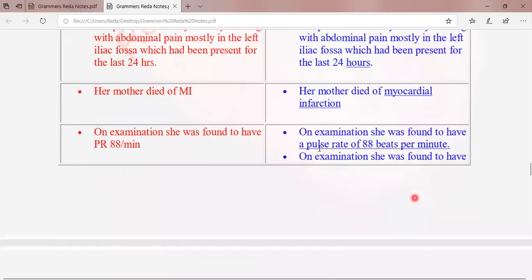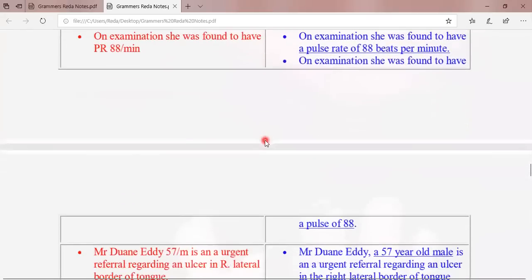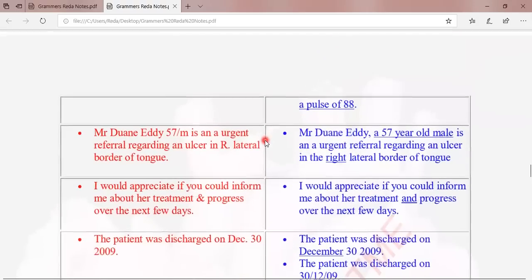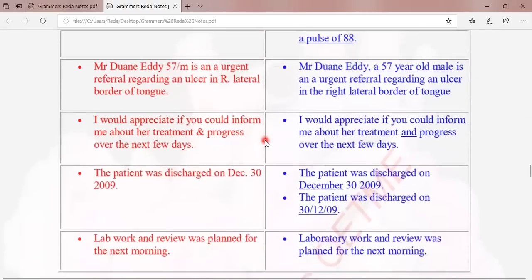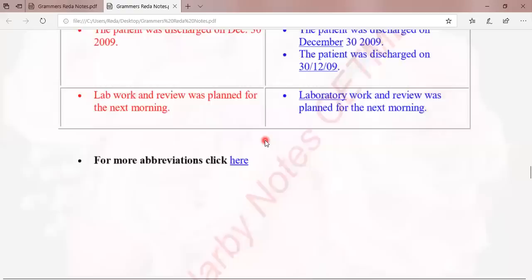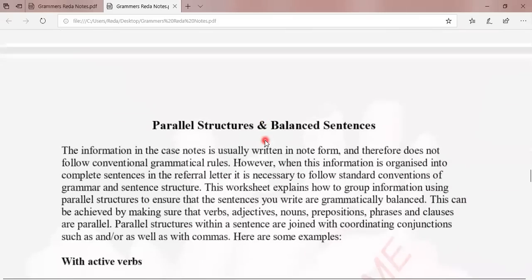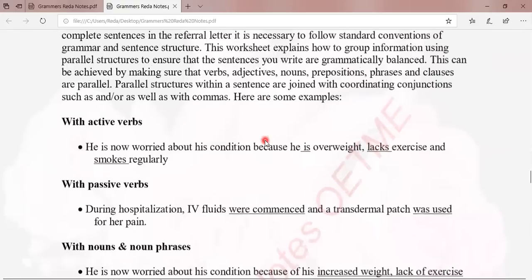A pulse rate of, PR, don't say PR, say a pulse rate of, a blood pressure of beats per minute, a pulse of 88. So it's very easy to check, and this is called parallel structure.